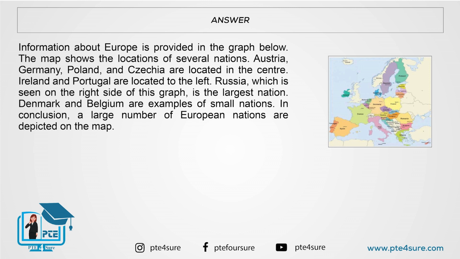Russia, which is seen on the right side of this graph, is the largest nation. Denmark and Belgium are examples of small nations. In conclusion, a large number of European nations are depicted on the map.